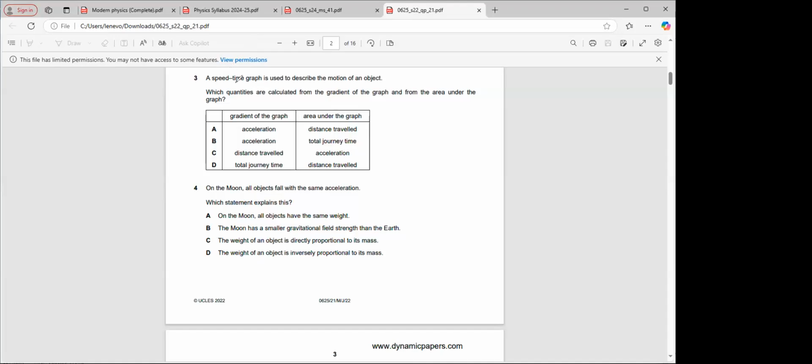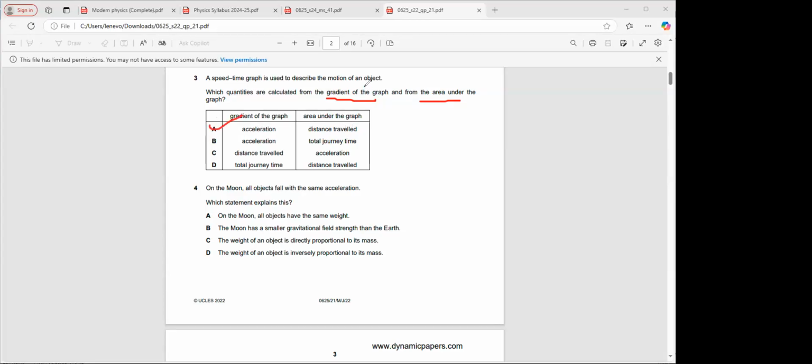Okay, this says that a speed time graph is used to describe the motion of an object. Which quantities are calculated from the gradient of the graph and from the area under the graph? One from the gradient, one from the area. Yes, Anna. A. Gradient, acceleration, and distance traveled.